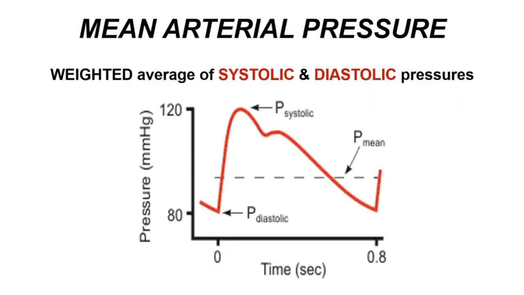Because arterial pressure is pulsatile, the pressure is different at different points during the cardiac cycle. As we mentioned before, arterial pressure is highest during systole, when the ventricles are contracting, and lowest during diastole, when the ventricles relax. Since the pressure changes during the cardiac cycle, we can take a weighted average of the systolic and diastolic pressures that we see in the arteries, which is what is referred to as the mean arterial pressure. So this is the average of the systolic and diastolic pressures.